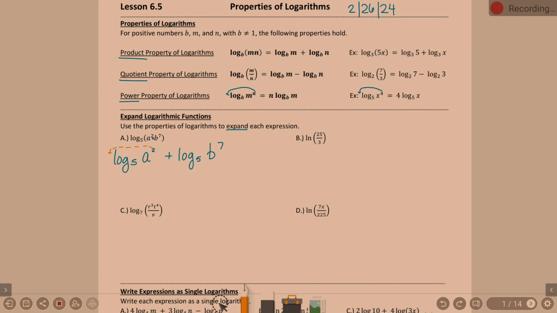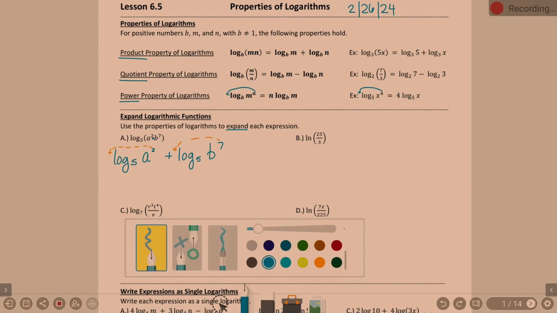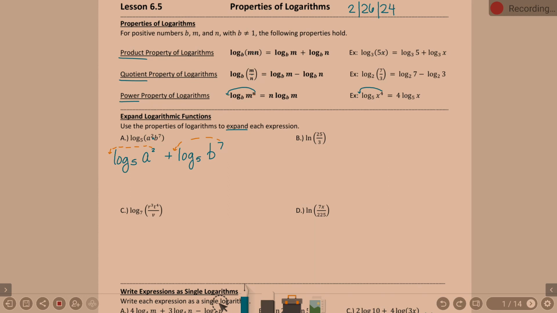It can go out front, in front of the log. Log base 5 of b to the 7th, where can the 7 go? It can go out front as well. So this can be rewritten as 2 times log base 5 of a plus 7 times log base 5 of b.